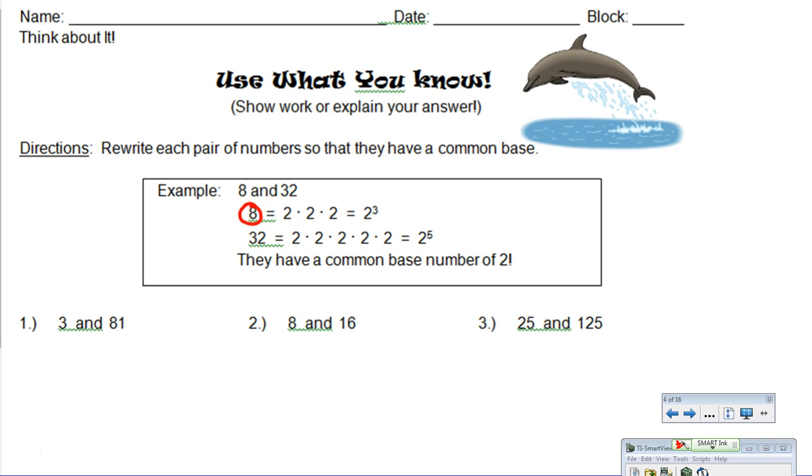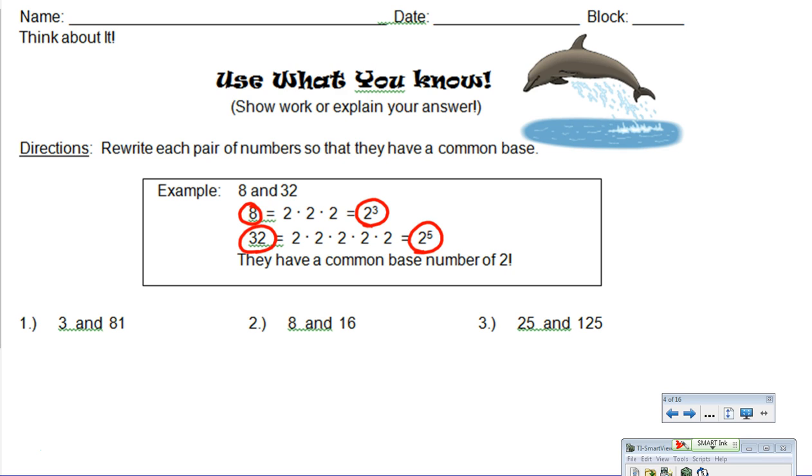8 can be written as 2 to the 3rd power, and 32 can be written as 2 to the 5th power. So they both have the same base of 2. So that's what we want to do in today's lesson: we need to create common bases. There's a couple ways that you can do this.